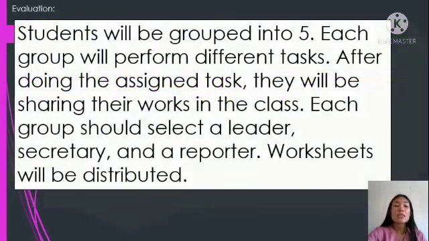Okay. So for your evaluation, I will group you into 5 and you're going to perform different tasks. After that, you're going to share your work. In each group, you'll select a leader, secretary, and a reporter. So these are your activity.